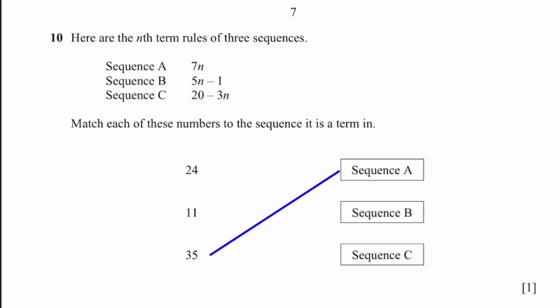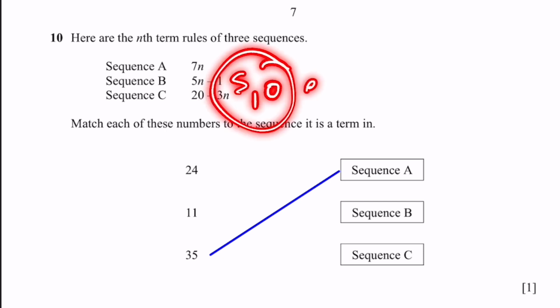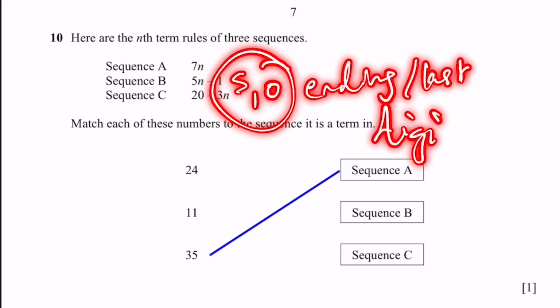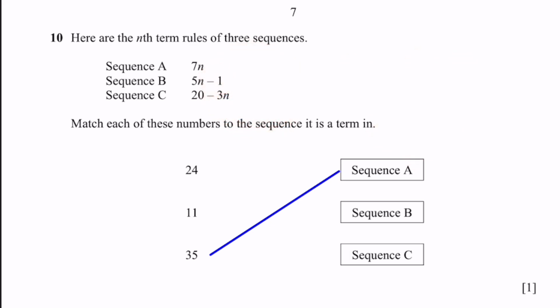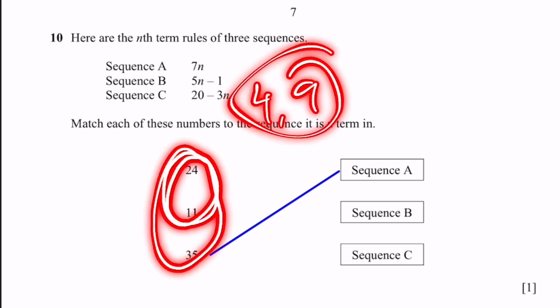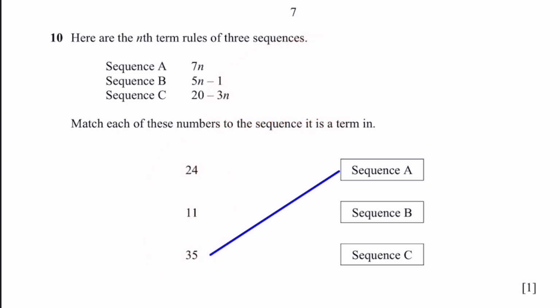Now, for sequence B, 5n minus 1, that means it's a multiple of 5 minus 1. Multiples of 5 end in 5 or 0. These are the ending digits, or the last digit. So if we minus 1 from them, the last digit can be either 4 or 9. Out of these two, which one has last digit 4 or 9? 24, right? So 24 has last digit 4, that goes to sequence B. Last one, 11, goes to sequence C, obviously, but I'll show you how.